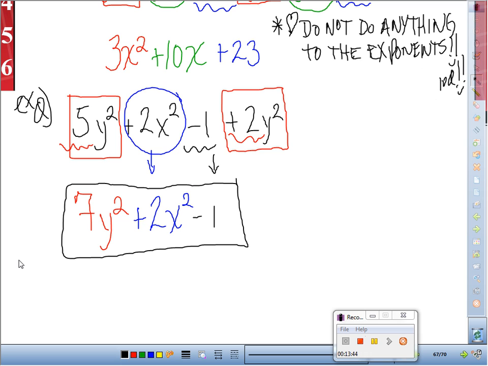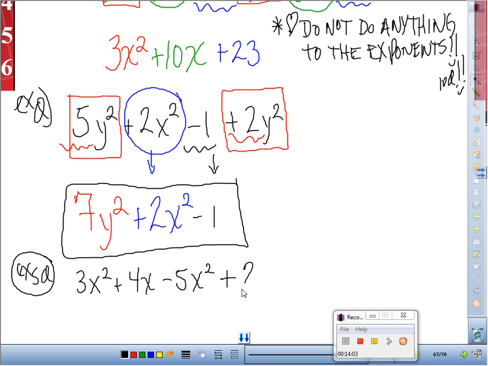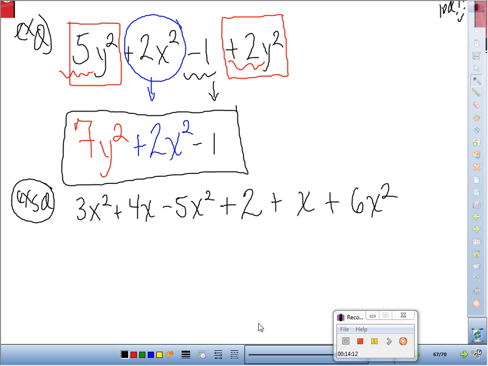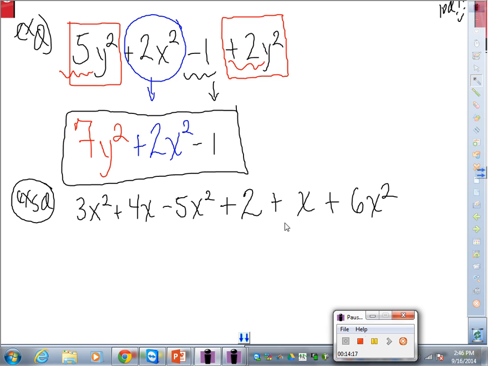Here we go. Example super cube. Copy this down, please. 3x squared plus 4x minus 5x squared plus 2 plus x plus 6x squared. See if you can do that one by yourself. Go one step at a time. Go. Here goes the process.